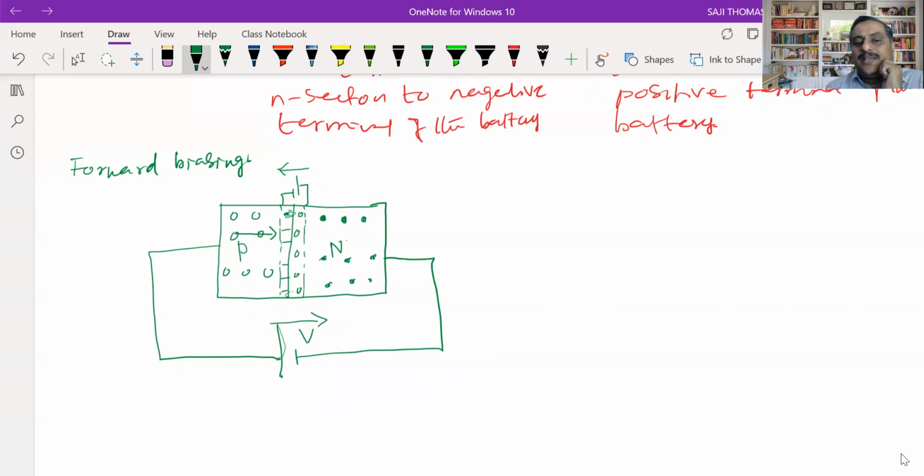In the same way, this negative terminal repels the electrons towards the junction. These electrons neutralize some of the ionized cores there. And then they are attracted by the positive terminal. So what happens at the junction? Some of the ionized cores are neutralized. So the width of the depletion layer will decrease. So during forward bias, the width of the depletion layer will decrease.